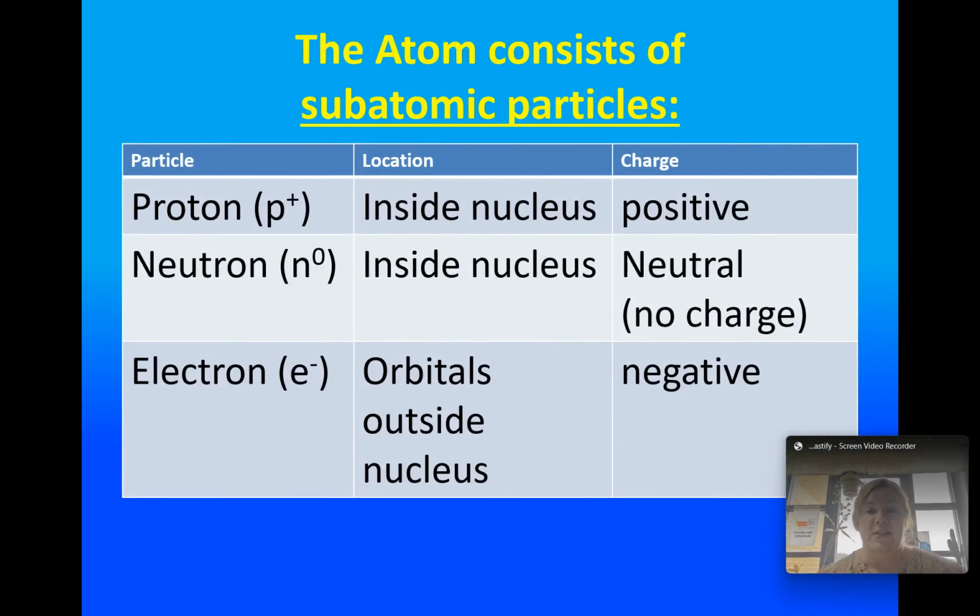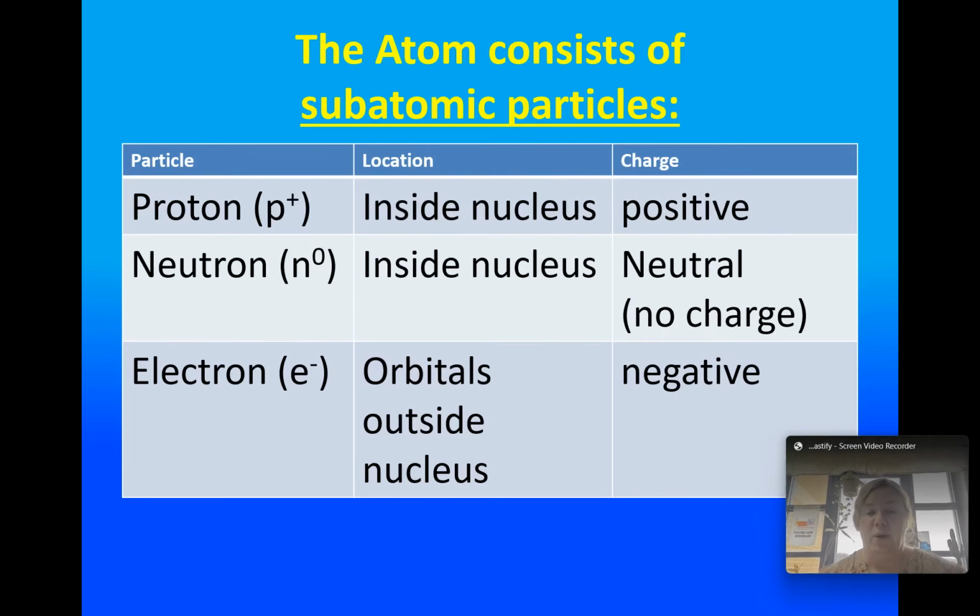This atom consists of subatomic particles, and like I said, subatomic means part of the atom. Sub means under or part of the atom. So we have a proton, a neutron, and an electron. You can see the notation for that. Protons can be written as a little p with a plus sign as its superscript, neutrons as a little n with a 0 as its superscript, and electrons as a little e with a negative as a superscript. Inside the nucleus is where you're going to find protons and neutrons, but electrons are in orbitals outside of the nucleus, and we'll learn more about those orbitals as time goes on.